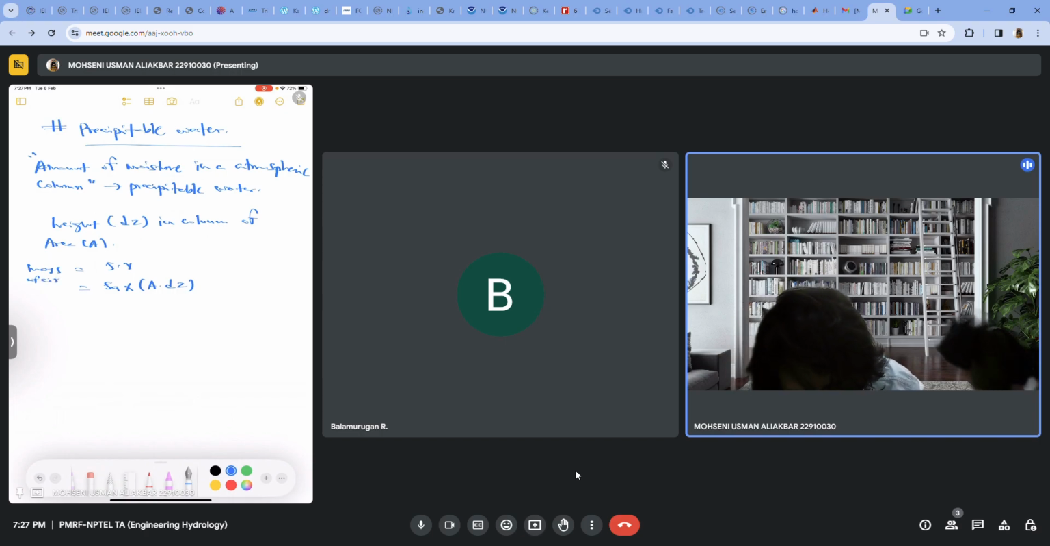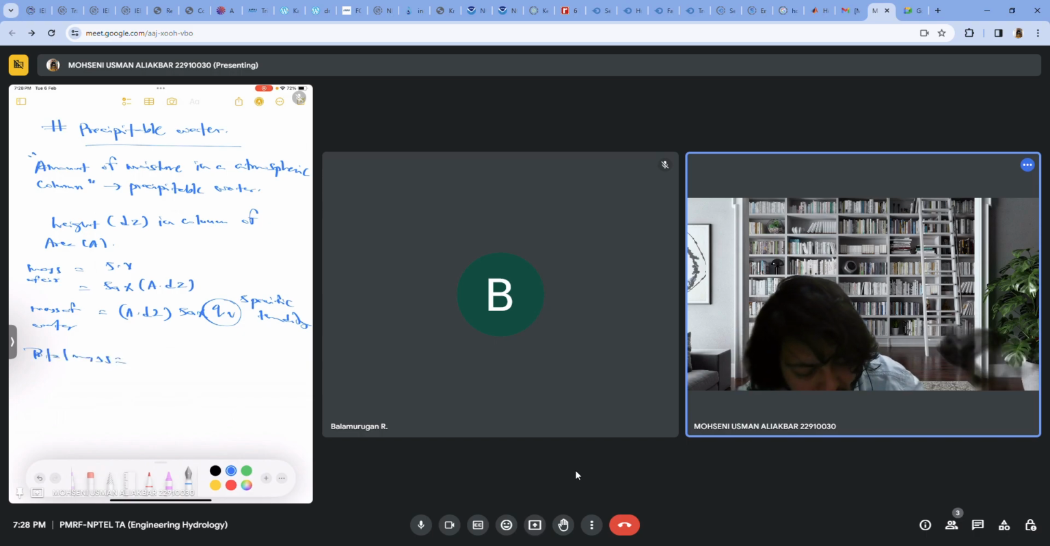At the same time, if you want to find the mass of water, what can be the mass of water? It would be volume multiplied by density of air multiplied by QV. And what is QV? QV is specific humidity. Now we want to find the total mass. So what we can do is integrate this term from Z1 to Z2 of QV rho A into dz.